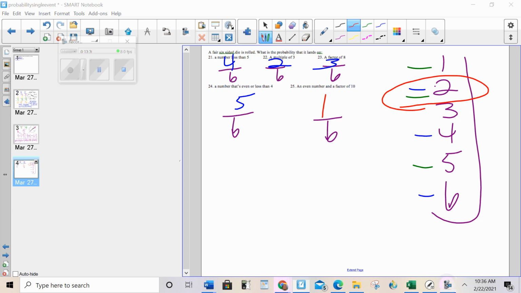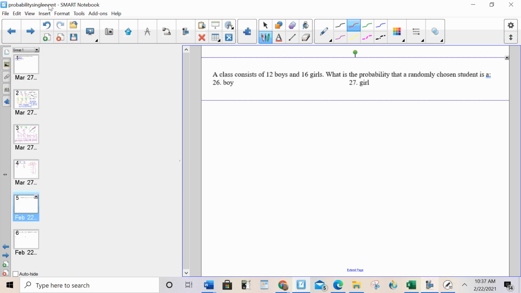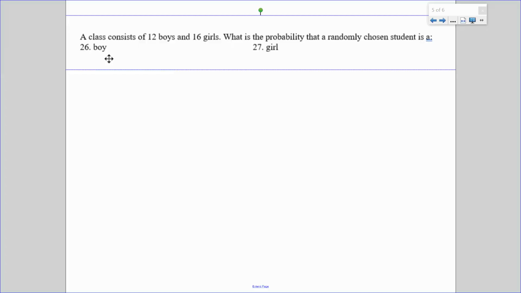All right, let me just pause for a moment. All right, a class consists of 12 boys and 16 girls. What is the probability that a randomly chosen student is a boy? Well, probability is the total number of successes over the total number of possible outcomes. So if there's 12 boys and 16 girls, then there are 28 possible people to choose from. How many of them are boys? 12. Now, when it comes to probability, we could reduce the fraction. We don't have to reduce the fraction. Most of the time, the fraction will not be reduced.